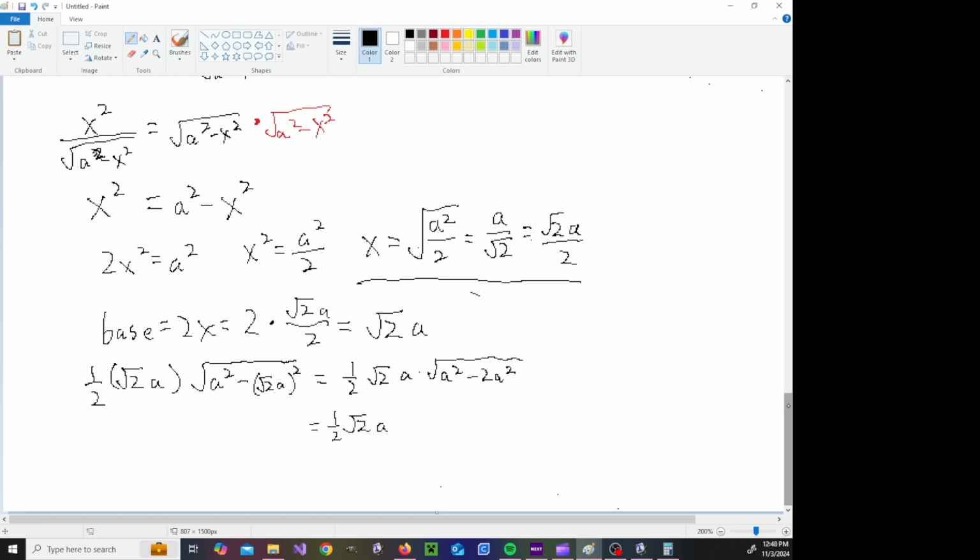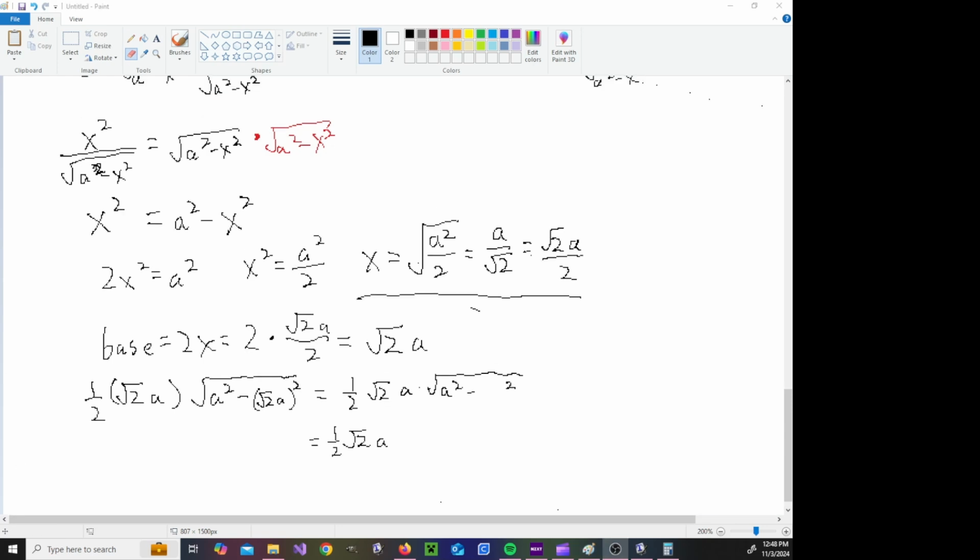Did I do this right? Am I crazy? Hold on. Hold on. I did not do this right. I did not do this right. We want x right here, not 2x, right? So we really do want root 2a over 2.